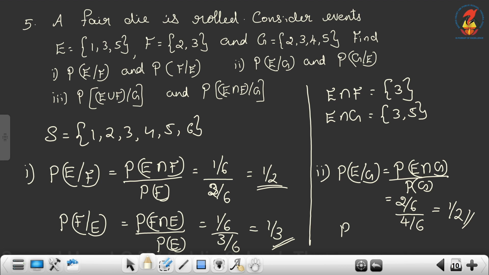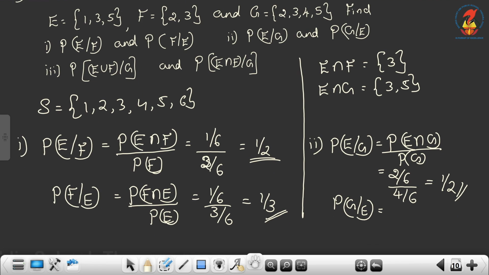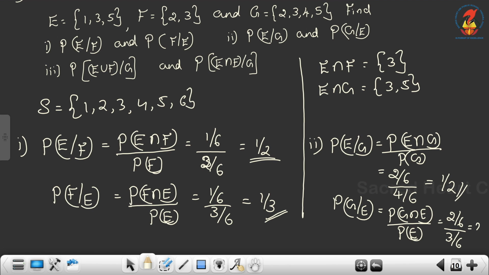Now what is P of G given E? G given E means P of G intersection E by P of E. G intersection E is same as E intersection G, 2 by 6 by, in E 3. So it is 2 by 3.